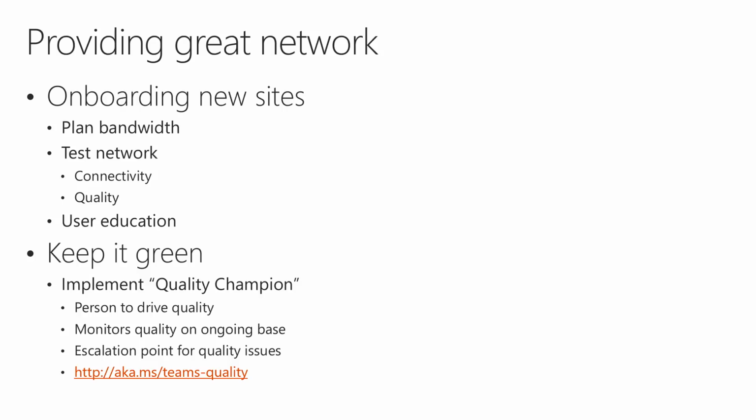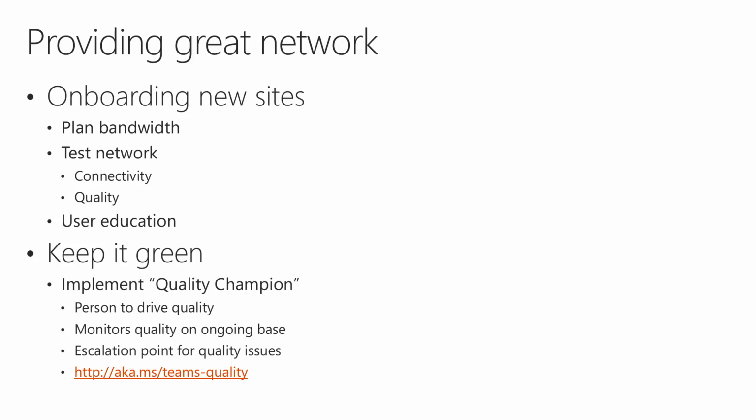Now we have covered from a high level everything that you need to provide a great network. However, keep in mind that you need to do this for every new network site that you are onboarding. So if a new office is getting Teams, is getting enabled for telephony maybe, you need to do the bandwidth planning there. You need to test the network there to make sure that not only in your main offices people have a great quality, but also in these locations. Also, don't forget to educate your users.